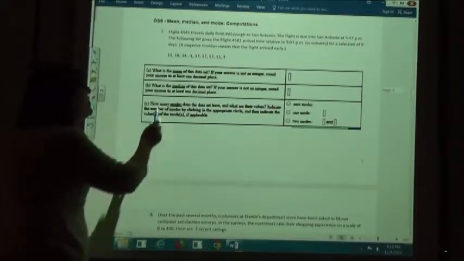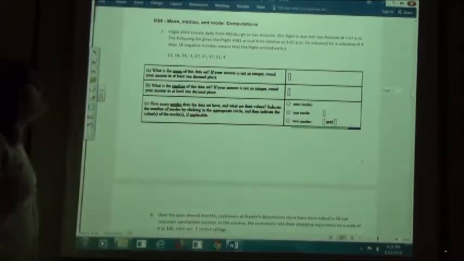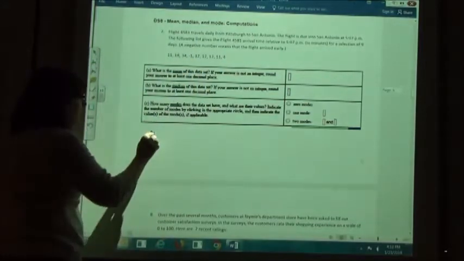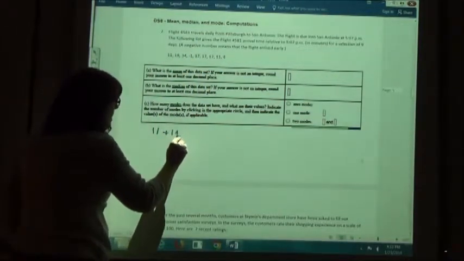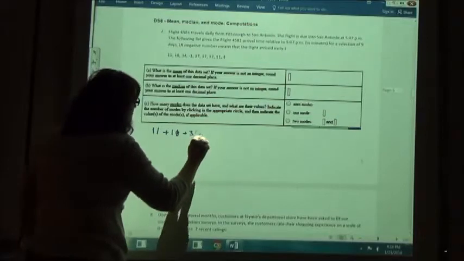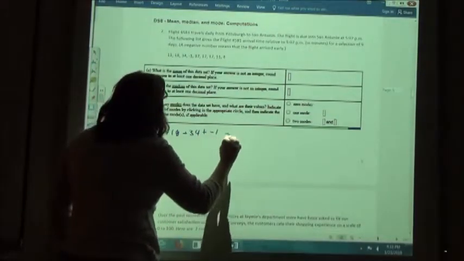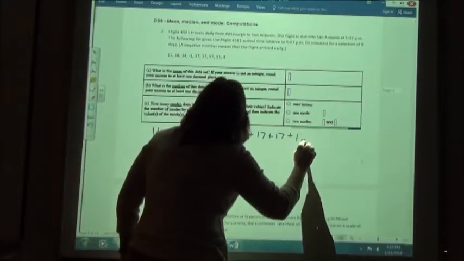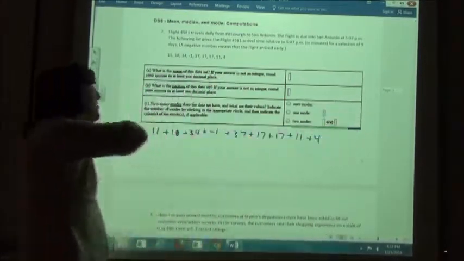So, what is the mean of this data set? If I'm going to find the mean of this data set, I have to add all these values. 11 plus 18 plus 34 plus -1 plus 37 plus 17 plus 17 plus 11 plus 4. Add them all up.